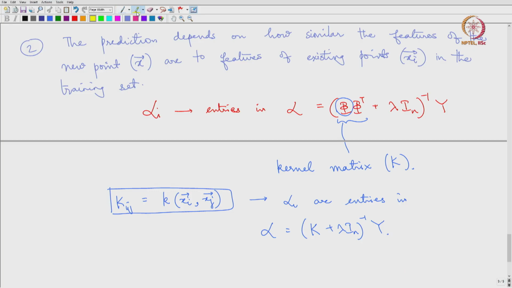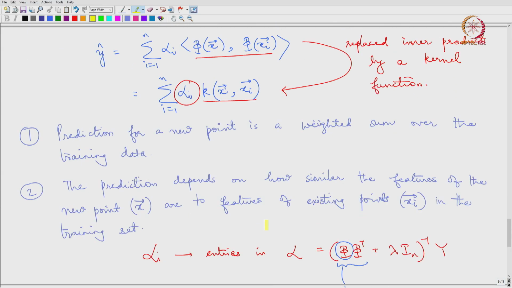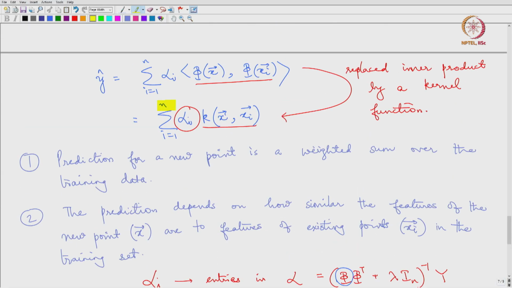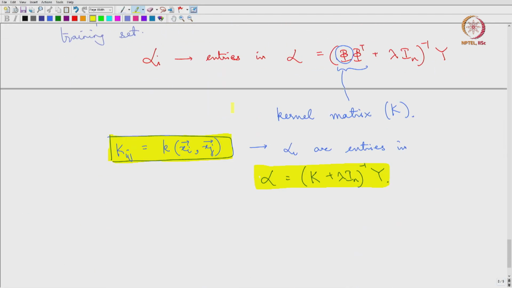So it involves the kernel matrix. The kernel matrix comes from the training data. So this is the kernel matrix which appears from the training data. That kernel matrix is used to obtain the weights alpha, and then you can sum over the weights alpha and the kernel function to get the prediction on a new point x. Okay. So this is the gist of the kernel ridge regression method, right.